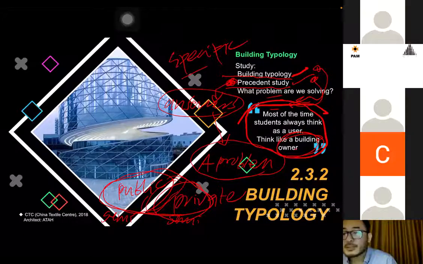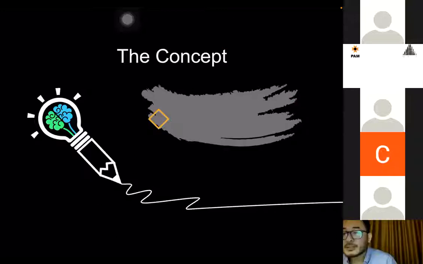So there are more things that you will discover when you switch your mind instead of thinking as a user. Start from today, think differently as the building owner. You will get there. You've got to train yourself later. And actually, when you do this, you are able to be a very strong architect.